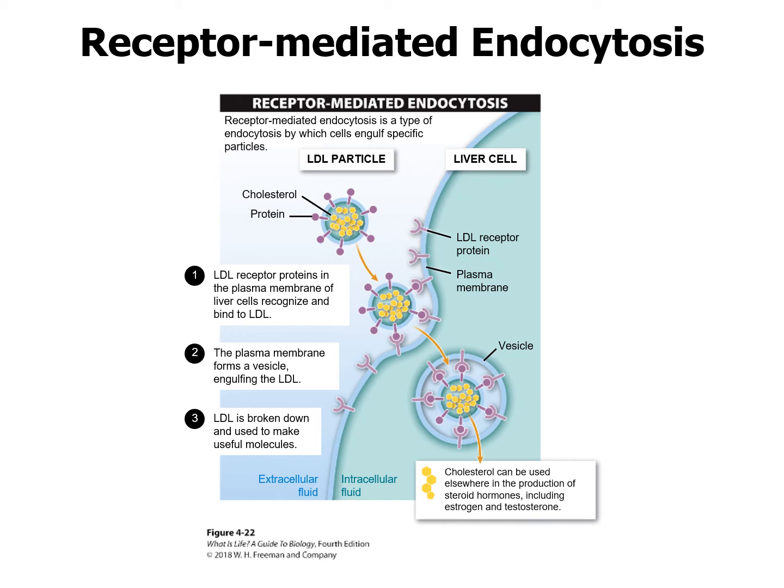So moving into receptor-mediated endocytosis. Again, we're still bringing something into the cell, but this is receptor-mediated. This is a type of endocytosis by which cells engulf specific particles. An example of this is that it's a process that's important in the ability of your liver to remove cholesterol from your bloodstream. It does show this little process, however, I don't need you to know the process. Just know what it is and kind of why it happens.